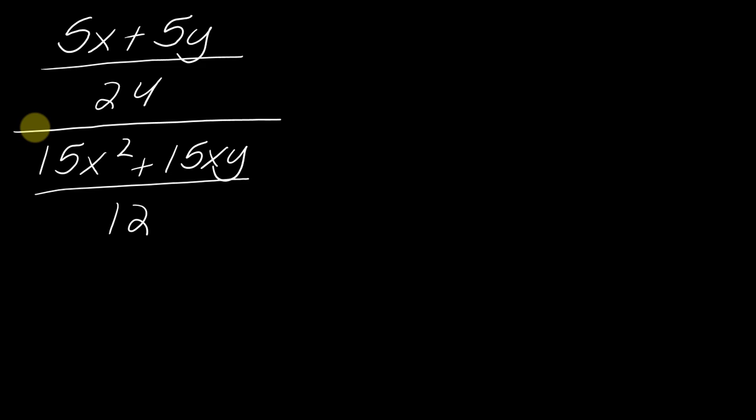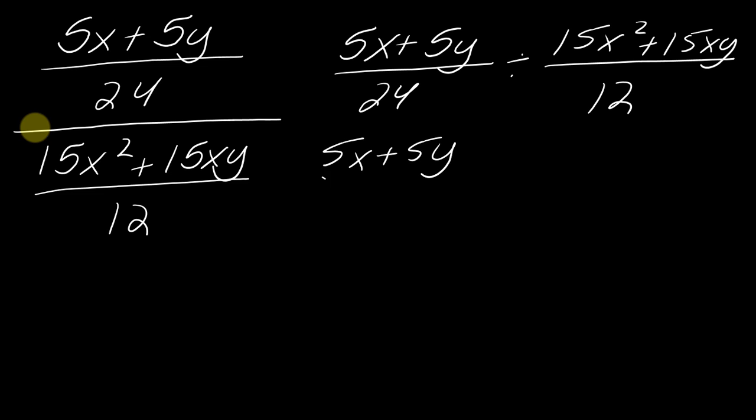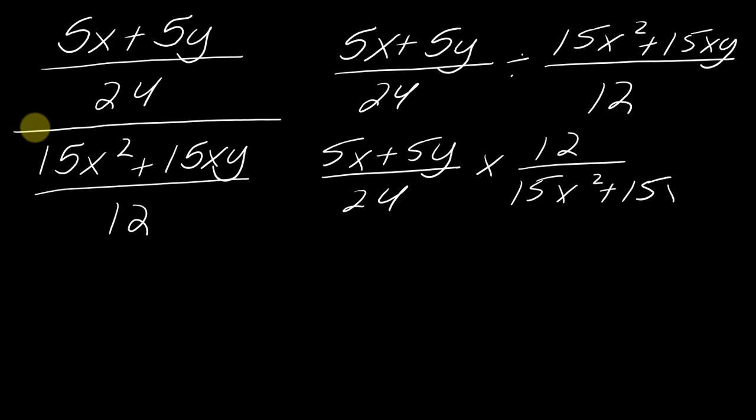And so I can set up this division problem as 5x plus 5y over 24 divided by 15x squared plus 15xy over 12. And now that I've written this out like that, it's obvious what we need to do. So then I can just set up the multiplication problem. And then from there, I can go ahead and start making my cancellations. So let's go ahead and do that. So I've set up my multiplication problem.